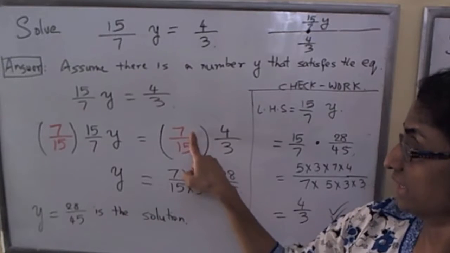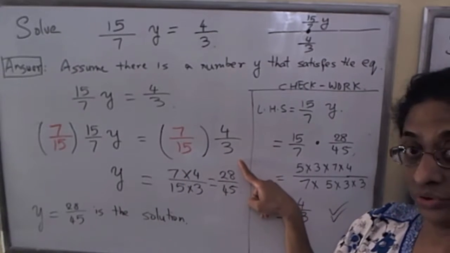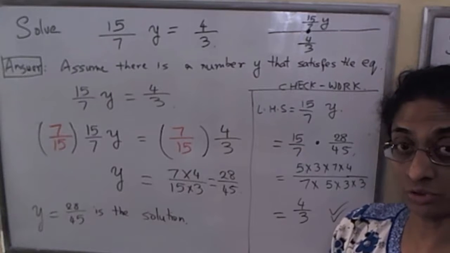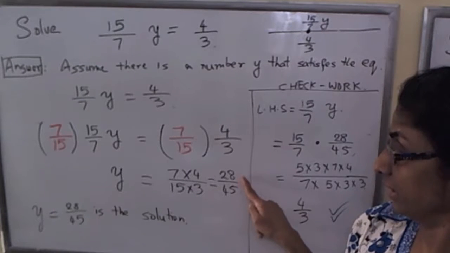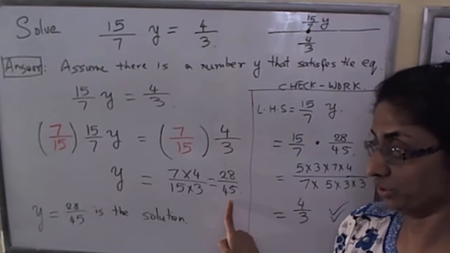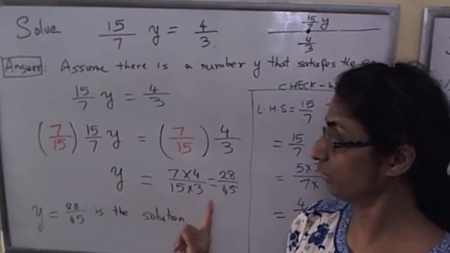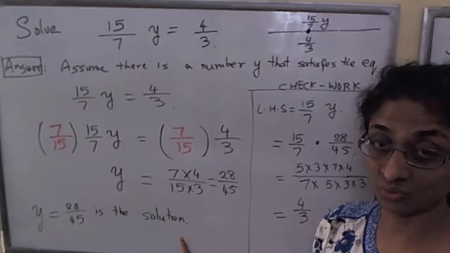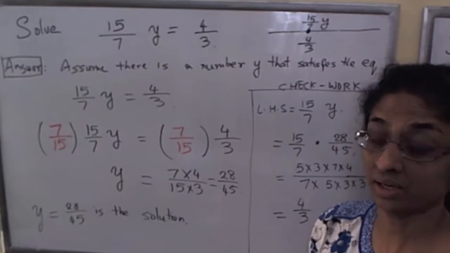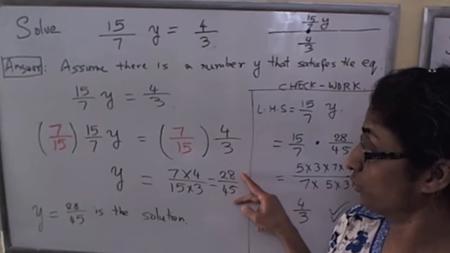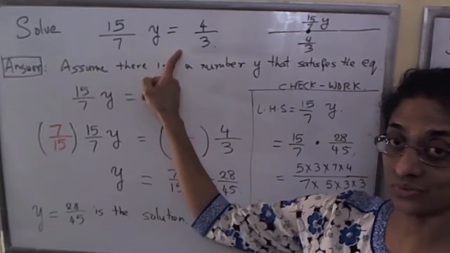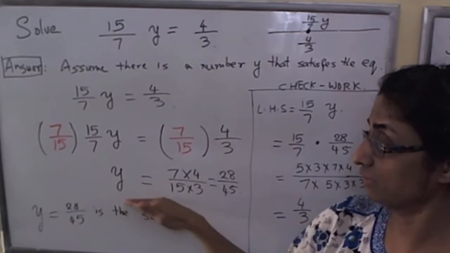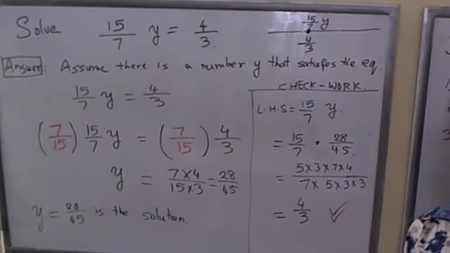Here I get 7 over 15 times 4 over 3. That's just multiplication of fractions. I carry it out and I get 28 over 45. So now we get y equals 28 over 45 as the solution, once I have really checked and made sure 28 over 45 does satisfy the equation. Since I don't have any space here, I have the check worked out here.